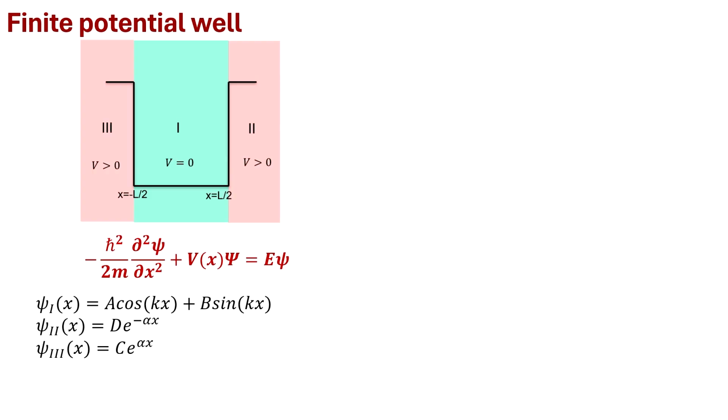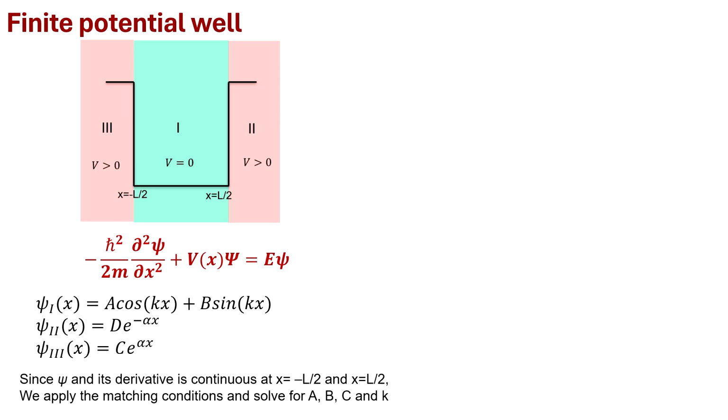It gives us an answer that the electron has a finite probability to exist outside the well the moment we consider it as wave-like. So again we write the wave equation, the Schrodinger equation, which is minus h cross square by 2m del 2 psi by del x2 plus V(x) psi is equal to E psi. Now V is not equal to 0 or infinity, it is now finite. For the first region the wave function remains the same, that is A cos kx plus B sin kx, but for the second region and third region, we have an exponentially decaying wave function, that is D exponential minus alpha x and C exponential alpha x.